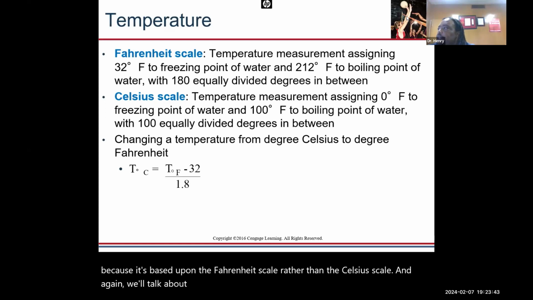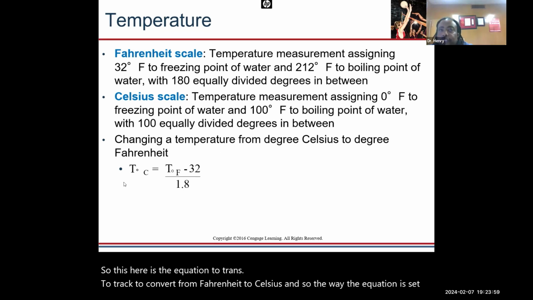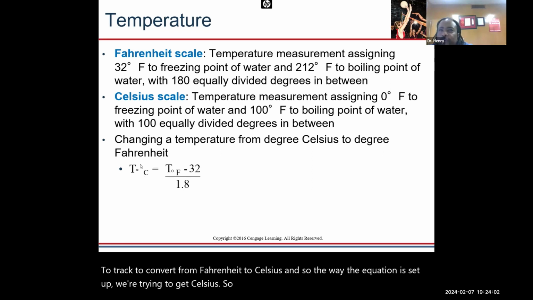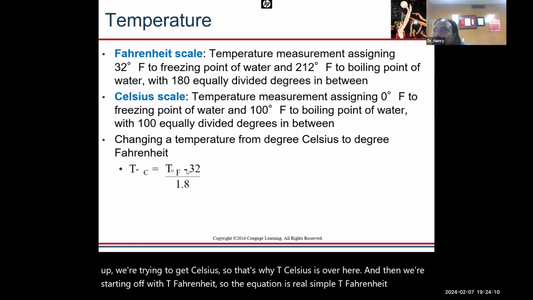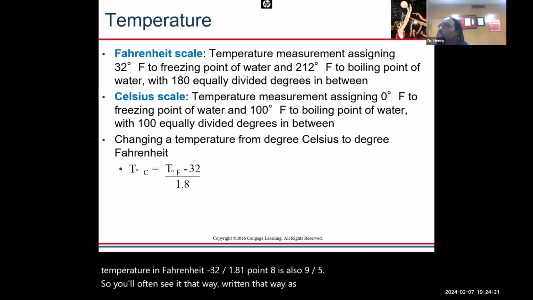So this here is the equation to convert from Fahrenheit to Celsius. The way the equation is set up, we're trying to get Celsius, so that's why T Celsius is over here. Then we're starting off with T Fahrenheit. The equation is real simple: T Fahrenheit, temperature in Fahrenheit, minus 32, divided by 1.8. 1.8 is also 9 divided by 5, so you'll often see it written that way as well. Let me pull up something.